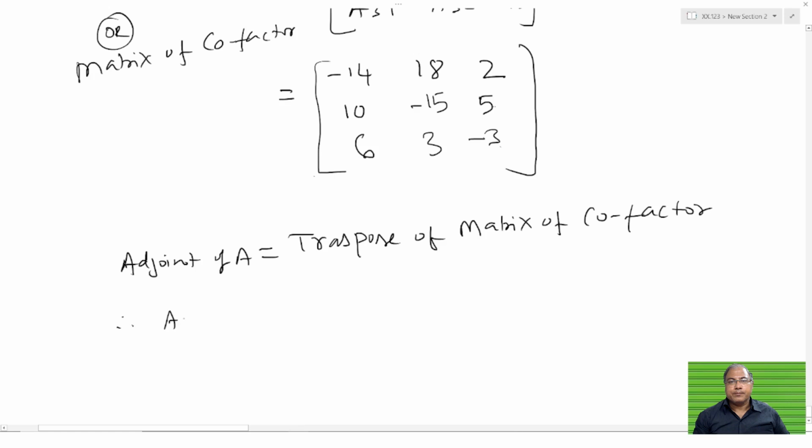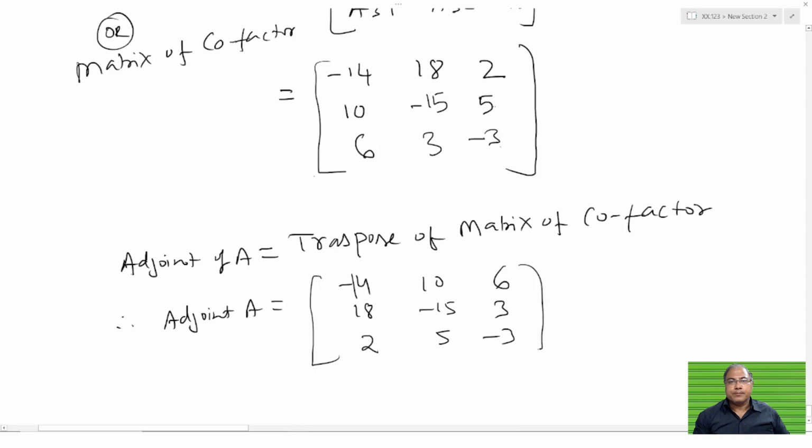Therefore, adjoint A is equal to minus 14, 10, 6, 18, minus 15, 3 and 2, 5, minus 3.